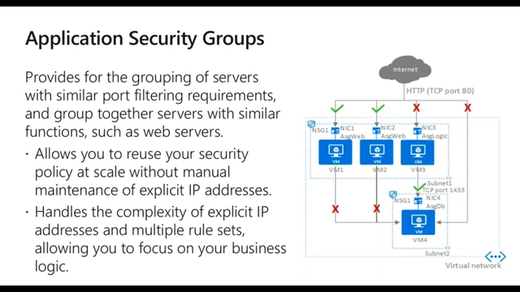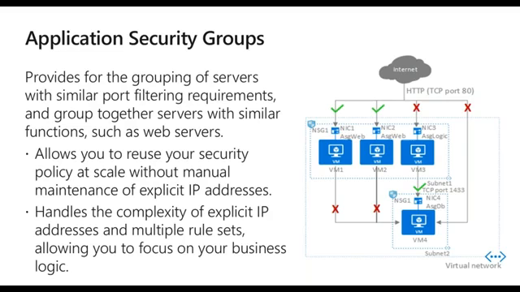So we basically use the application security groups where we are grouping the similar type of servers which have the same port requirement. So every time I need not select my IP address and all that, I can anytime when I write an NSG rule, select my application security group over there. It allows you to reuse your security policy at scale without manual maintenance of explicit IP addresses. You need not specify that, and you can focus on your business logic.